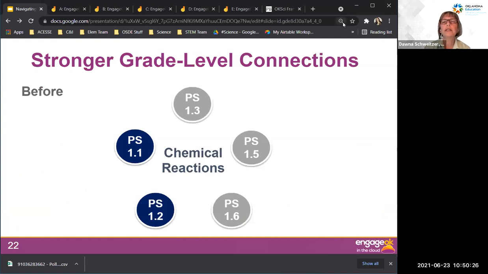Okay, then the next one we discussed was middle school. And you could see the bubbles in the blue, PS11 and PS12, were in 7th grade. And these had to do with chemical reactions, and PS13, 15, 16 were in 8th grade. So again, when we went out to stakeholder groups, one of the things that we did is took all the middle school standards in one bundle, and we took the grade off of the cards and asked people to group them up by how they would group them if they were teaching. And some interesting things evolved. And then when the writers did that, some interesting things evolved.